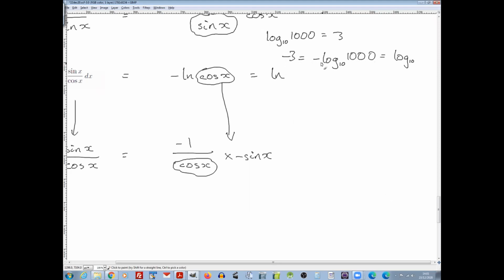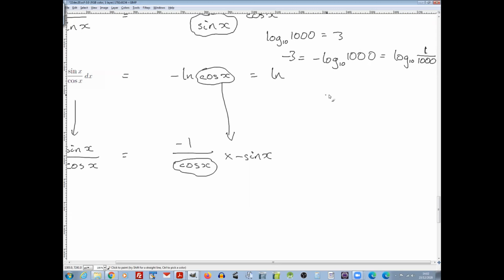But minus 3 is going to be the power we have to raise 10 to get minus 1,000. Careful, no. If you raise 10 to the power of minus 3, what will you get? 0.01. In other words, 1 over 1,000.